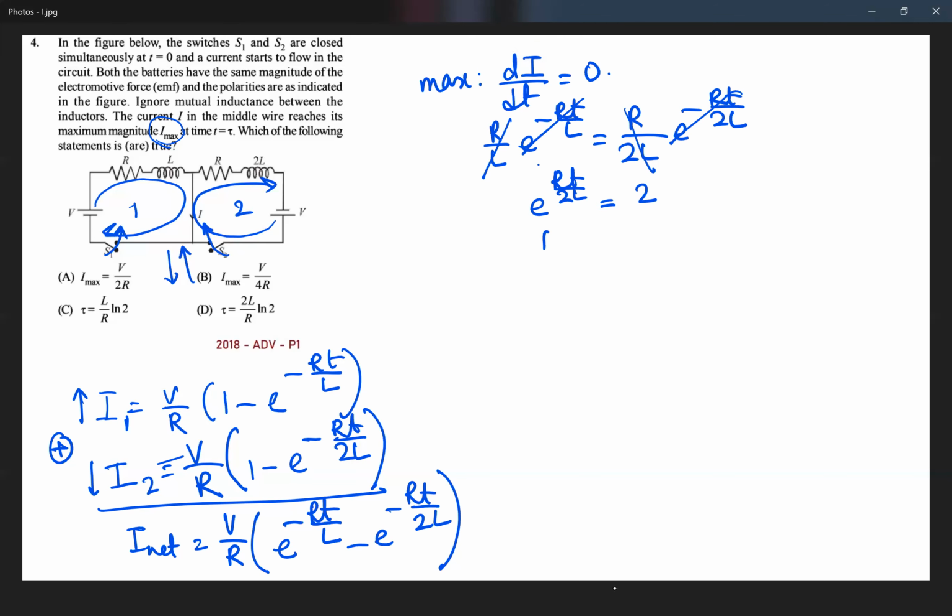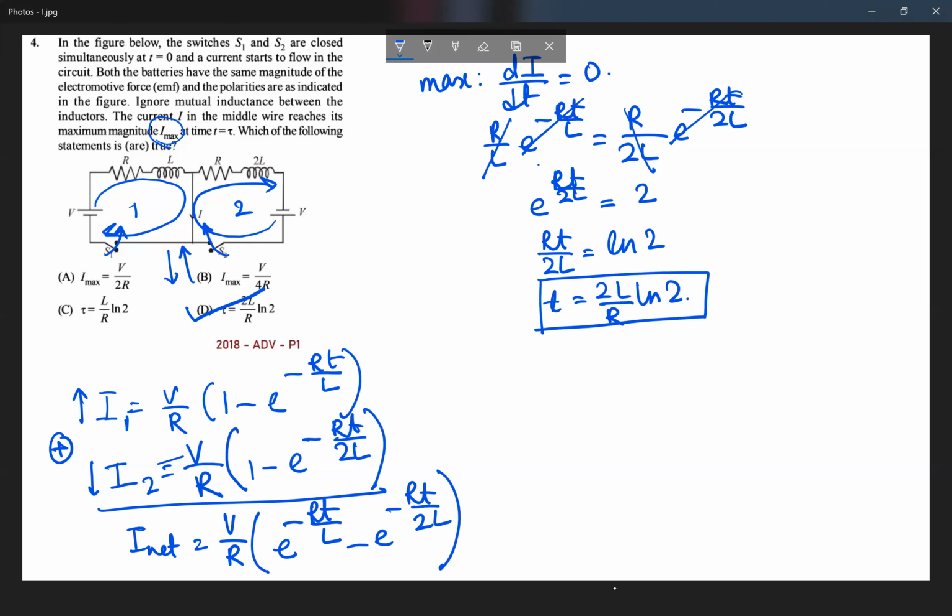Take log of both sides. RT divided by 2L is equal to log 2. So T is equal to 2L divided by R log 2. Option D. So at T is equal to 2L by R log 2, you will have the maximum amount of current in the circuit. What is that value equal to?